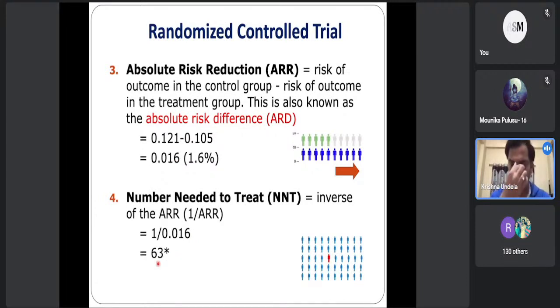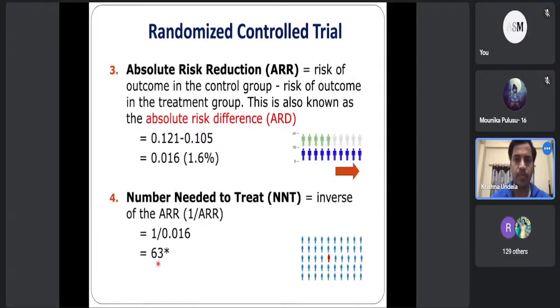It's somewhat difficult to interpret the 63. Just keep your ears open and listen to what I'm going to say. The interpretation of NNT, number needed to treat. The meaning of the 63 here is, you need to treat a minimum of 63 people with empagliflozin to prevent one person getting the primary outcome. What's the primary outcome? Death or myocardial infarction or stroke. To prevent one person getting any one of these outcomes, we need to treat a minimum of 63 people. The remaining people may or may not get it. We are sure that if you treat 63 people, we can prevent one person from getting these outcomes.